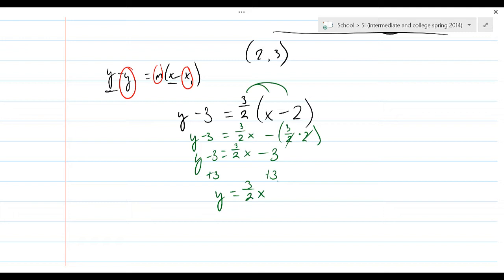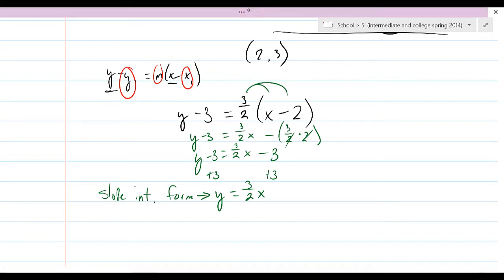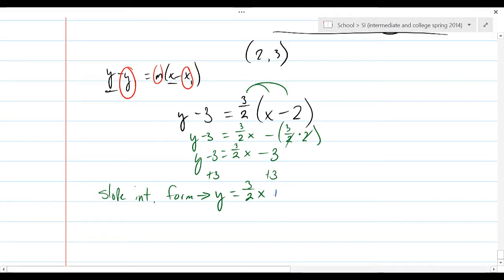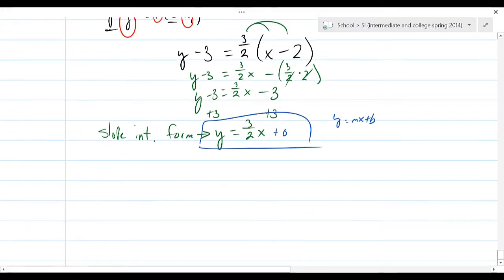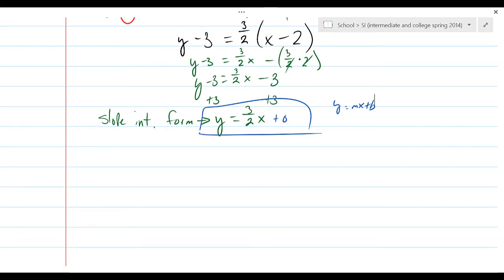So what we found is this is actually the slope intercept form that the question was asking for, because actually b is plus 0. So this is y equals mx plus b. b is 0.